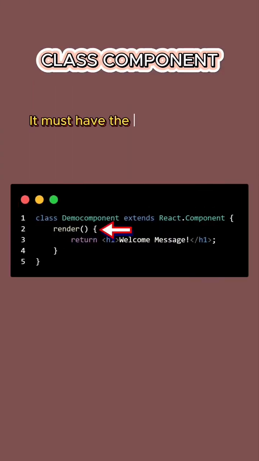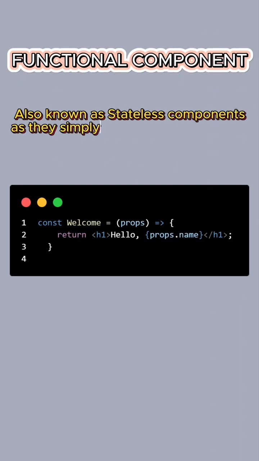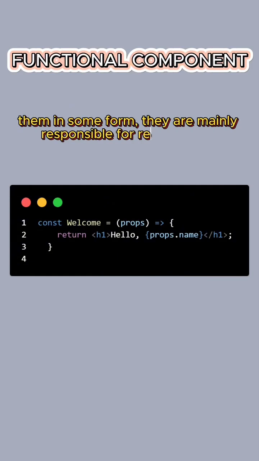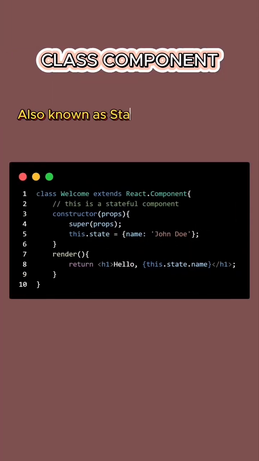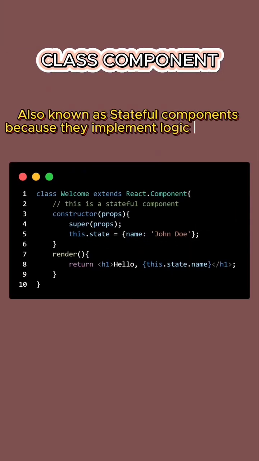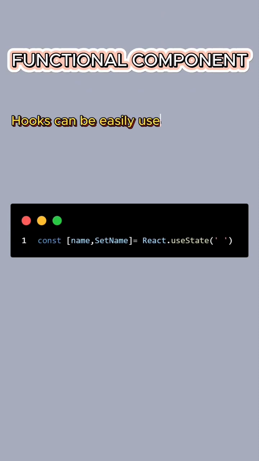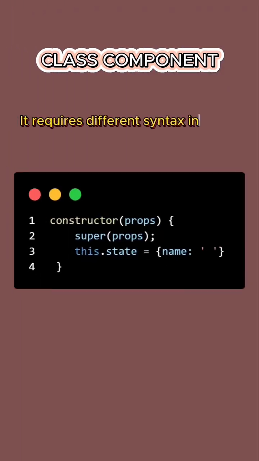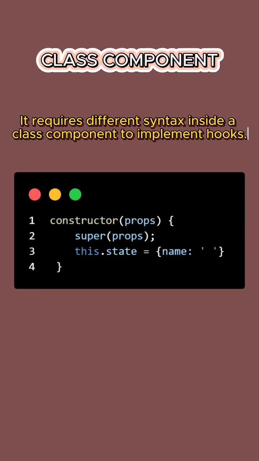It must have the render method returning JSX. Functional components are also known as stateless components, as they simply accept data and display them in some form. They are mainly responsible for rendering UI. Class components are also known as stateful components because they implement logic and state. Hooks can be easily used in functional components to make them stateful. It requires different syntax inside a class component to implement hooks.